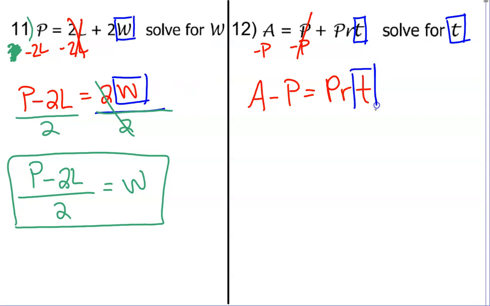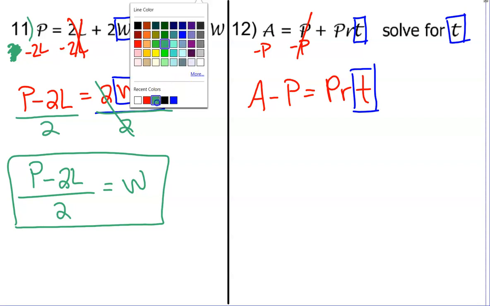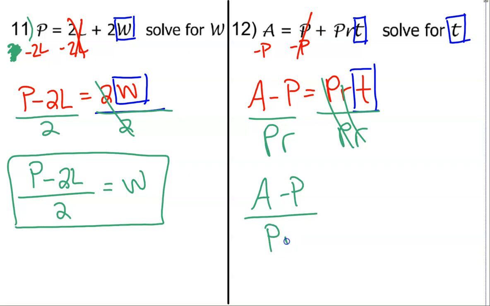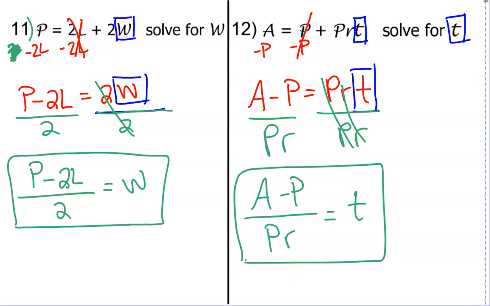All right. My variable T is still not alone. It has a P and an R being multiplied to it. So to move those over, we're going to divide by PR. Both get divided out. We are left with A minus P divided by PR equals T. Keep them all separated. Don't cancel anything out. That is it for that one.